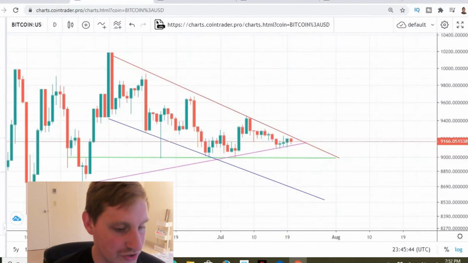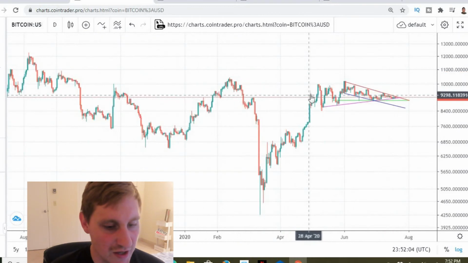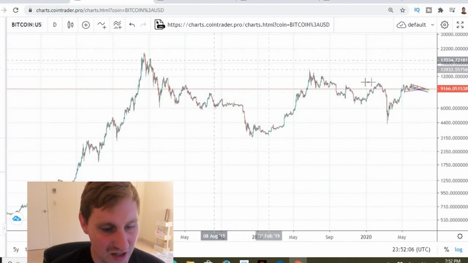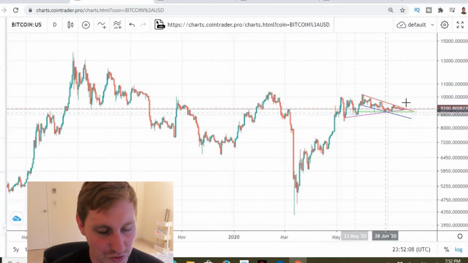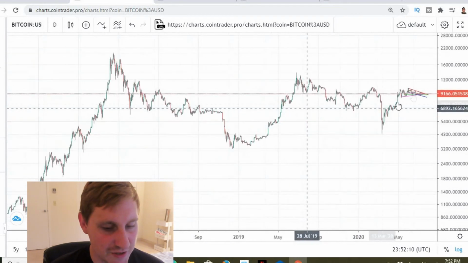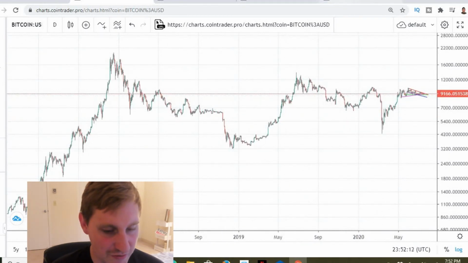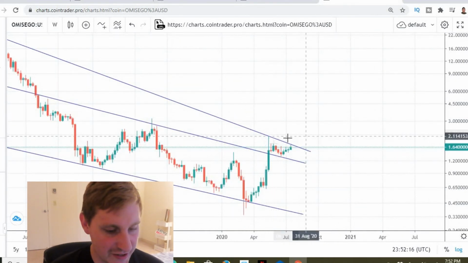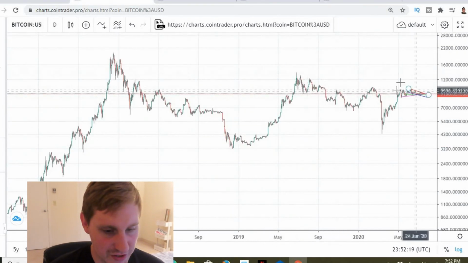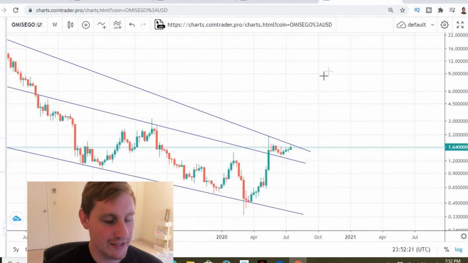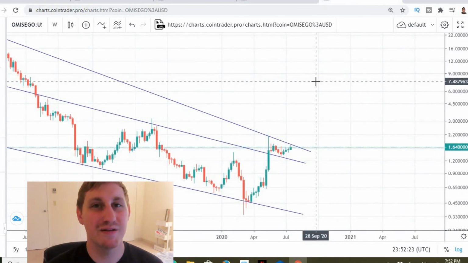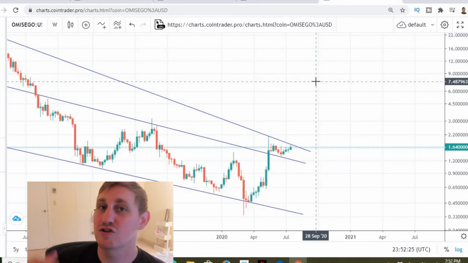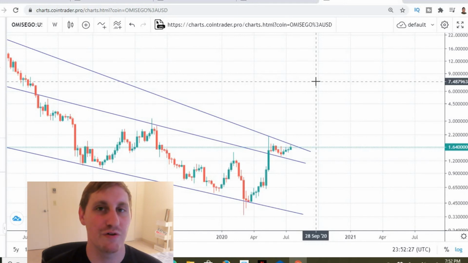Actually, I have a Bitcoin chart up here as we take a look. Bitcoin is consolidating under this huge resistance for about 3 months. If we switch back over to Omisego Go, it's very, very similar to what Bitcoin is doing in this range. So keep in mind, if Bitcoin does break up, it's going to pull the altcoins up with it. Same thing goes down, it's going to pull the altcoins down with it.